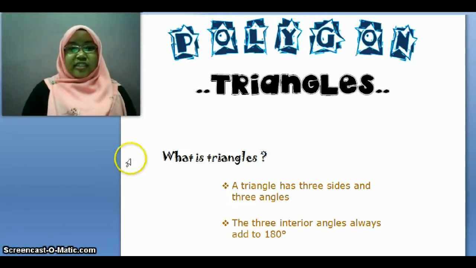Let's learn together about triangle. What is triangle? A triangle has three sides and three angles. The three interior angles will add up to 180.